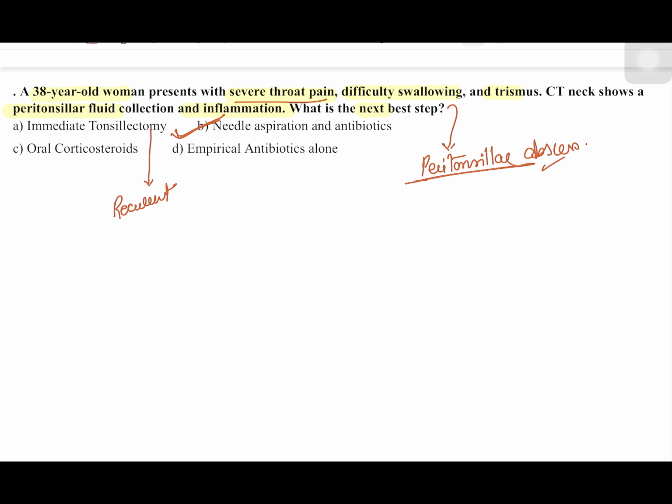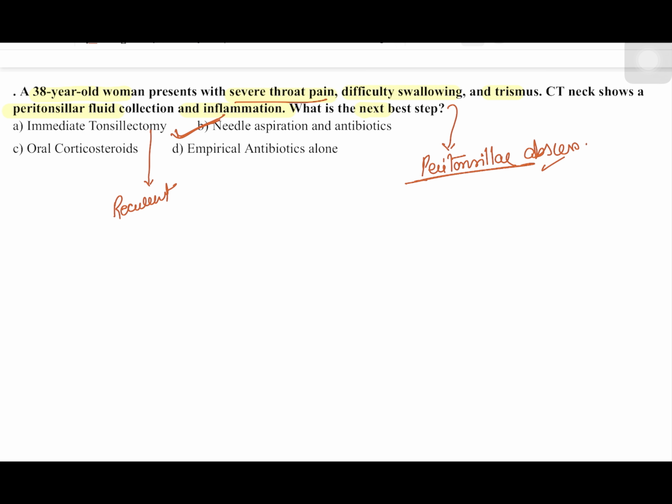Next one is empirical antibiotics alone. They can help me treat the bacterial infection, but they are also not able to resolve the abscess. Okay? The symptoms are mainly because of this fluid collection. So if they are not able to treat it, I cannot choose it.